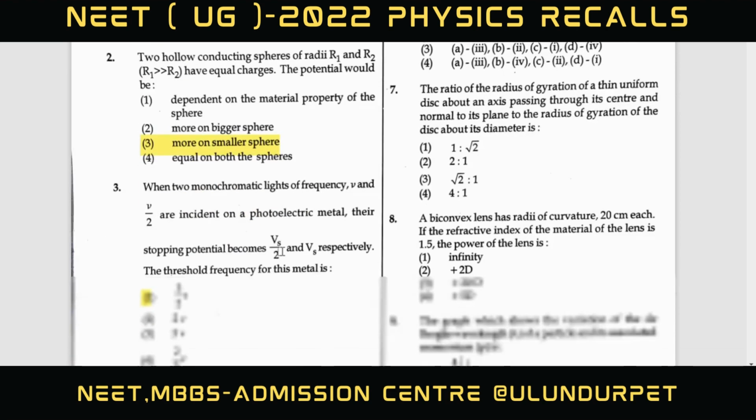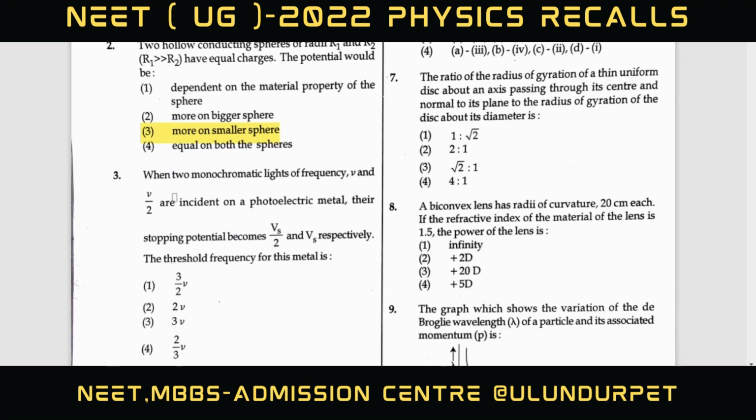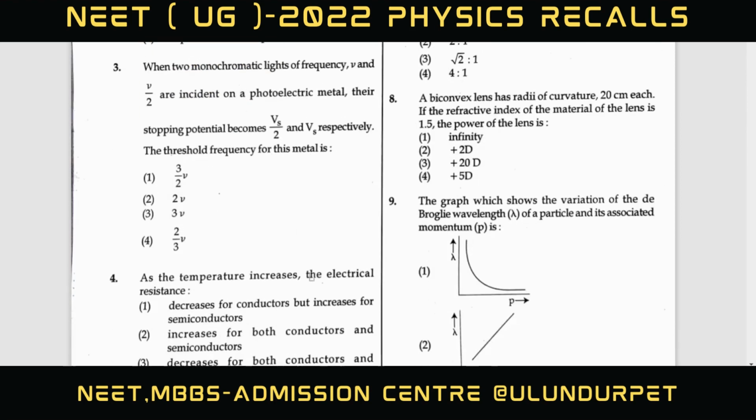Third question: when two monochromatic lights of frequency nu and nu by 2 are incident on a photoelectric metal, the stopping potential becomes Vs by 2 and Vs respectively. The threshold frequency for this metal is. Answer option 1.